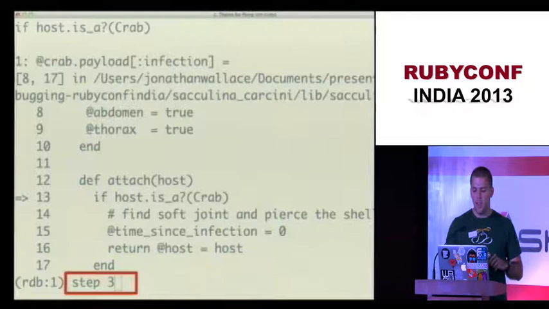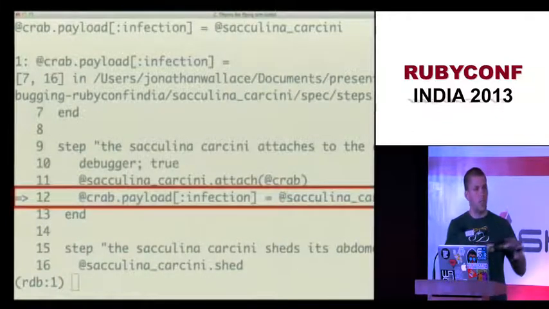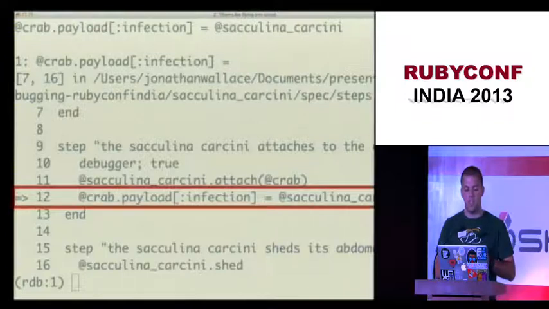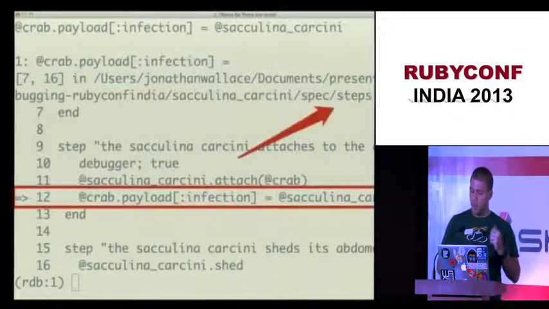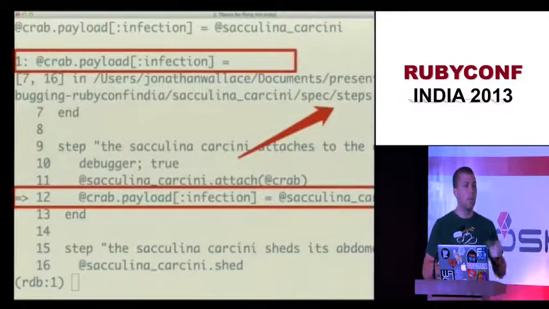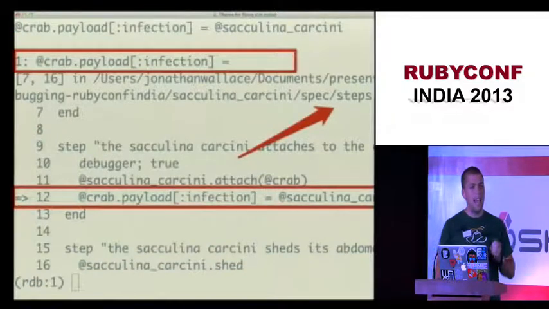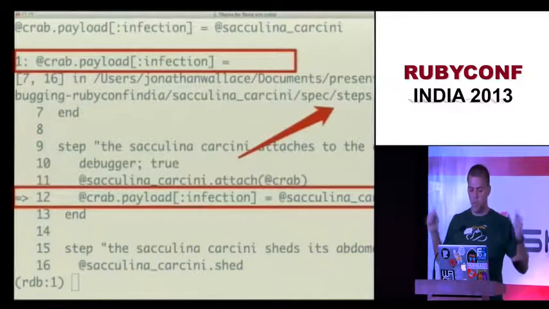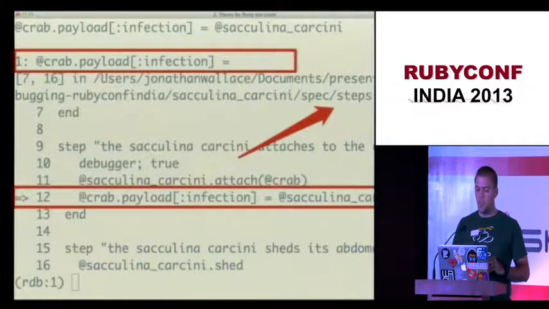So we're going to go and execute that, and it's going to take us back out into the layer of abstraction that I'm comfortable with right now, which is the step definition file. We are back in the step file, and we can verify that our arbitrary expression, nothing has changed. So in the internal execution of the Saccharina carcini's attach instance method, nothing had changed. We are in good shape. The error is probably not there, and so we can move forward.